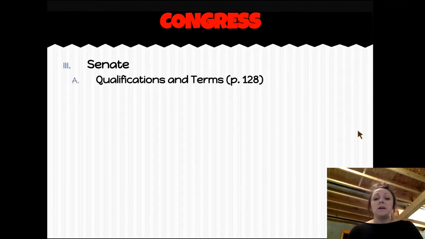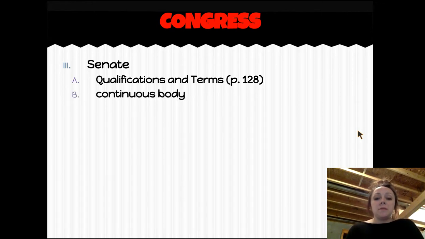The Senate, qualifications and terms for the Senate. If you would like to be a senator, you have to be at least 30 years old. You have to have been a United States citizen for at least 9 years, and you have to be a resident of the state you're going to represent. If you need to jot down those 3 qualifications again, pause me and rewind me.